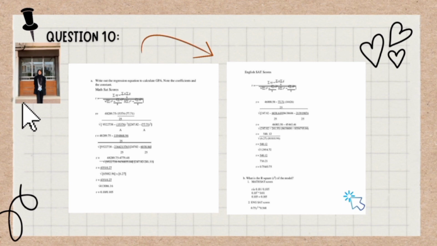For question B, math SAT score is 0.105 and for English SAT score is 0.568.